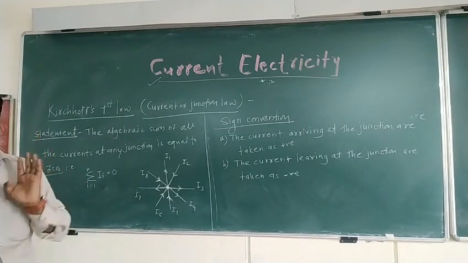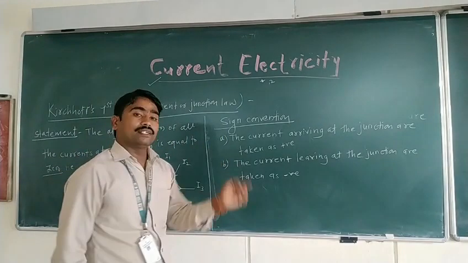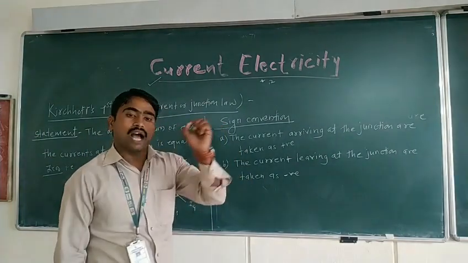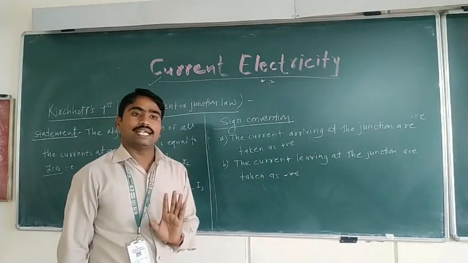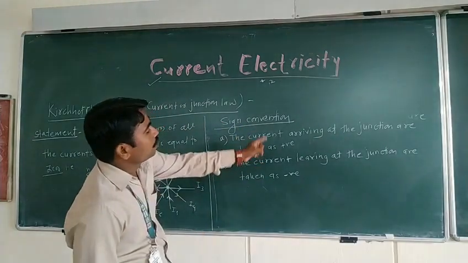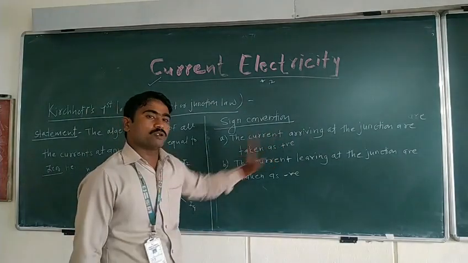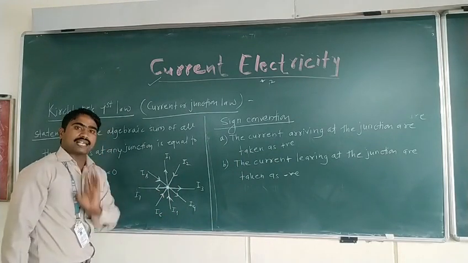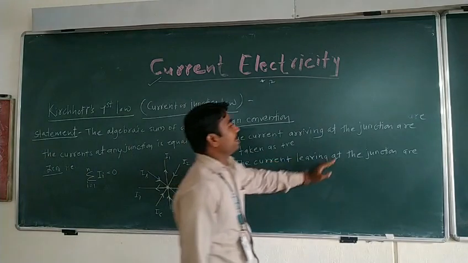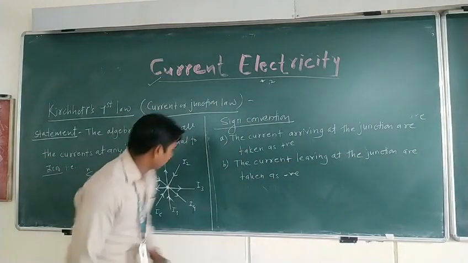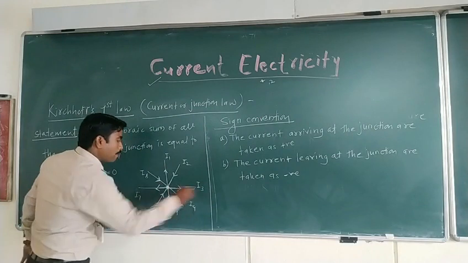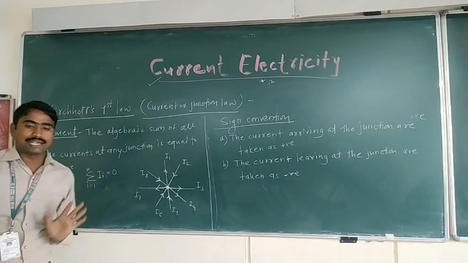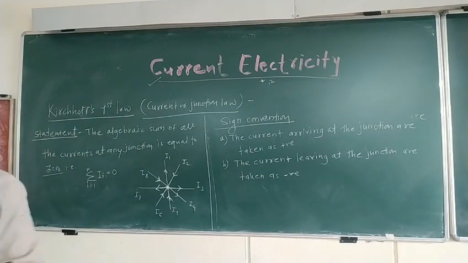The sign conventions are simple. The current flowing towards the junction is taken as positive, and the current flowing away from the junction is taken as negative. In simple form, the currents arriving at the junction are taken as positive, and the currents leaving the junction are taken as negative. These are the simple sign conventions. We know that this point is very simple.